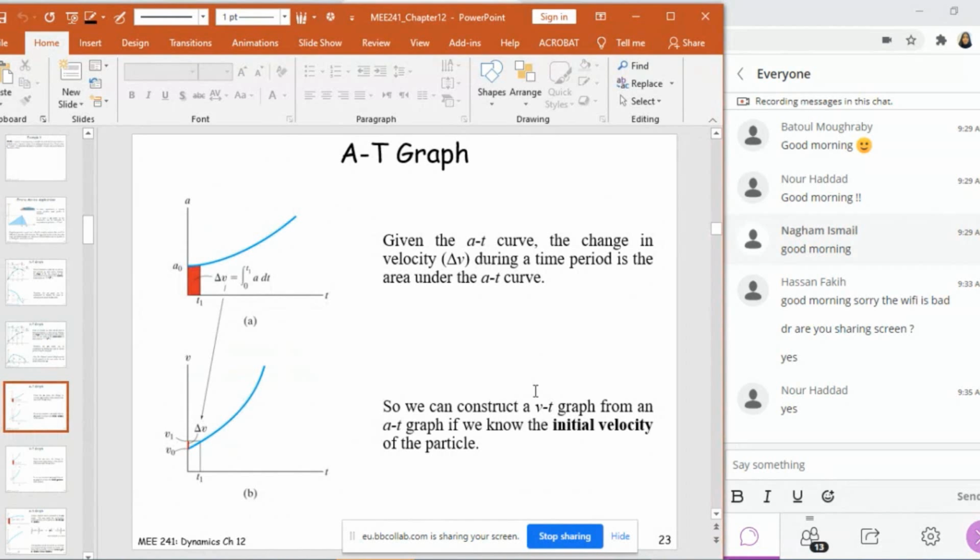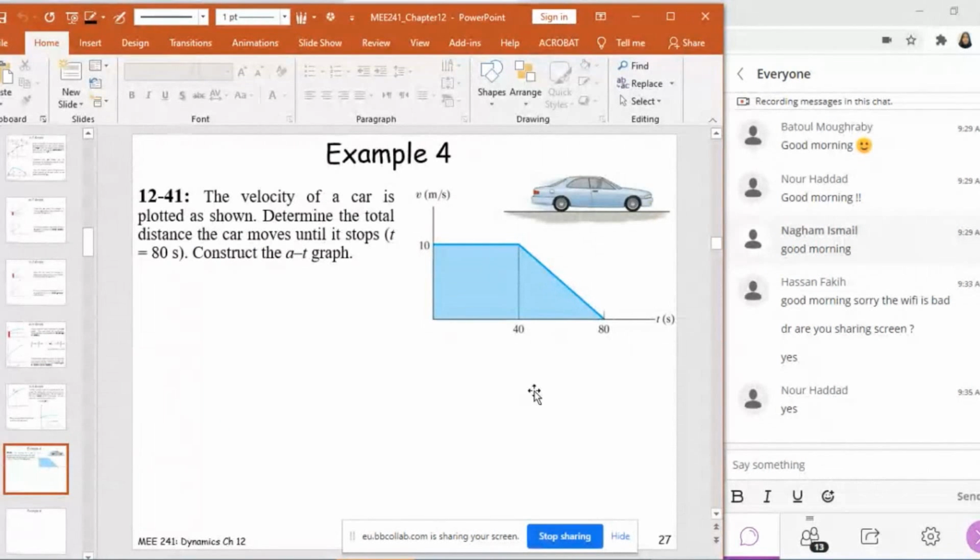So in this part, guys, I have two problems. The first problem is easy. The second problem is much more complicated. If you want to practice, you have to go back to the textbook of Kepler, and then you can practice or solve other problems. In the first problem, which is example 4.12.41, I have the velocity of a car represented versus time, and not versus S.